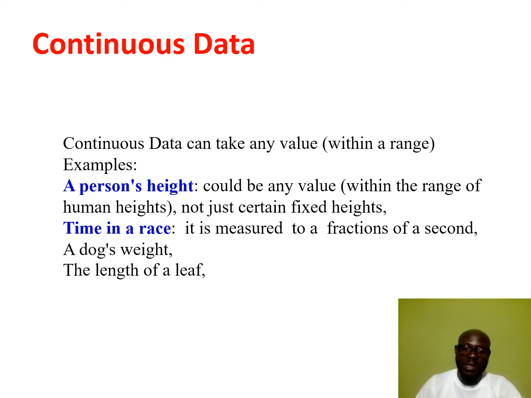Time in a race can only be measured to a fraction of a second. So we are dealing with units over here, we are dealing with objects over here, and then we are dealing with what? Measurement. The length of a leaf, a dog's weight. So the weight of a dog becomes continuous data. It only takes any value within a range. As we said earlier on, continuous data deals with measurements.